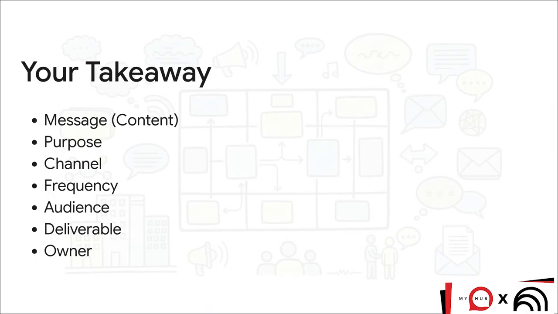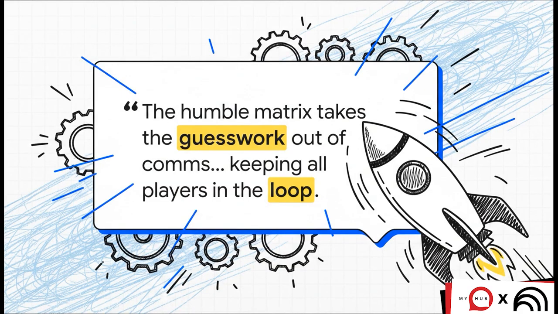So, what's your big takeaway? If you want to start building one, just remember these critical elements. For every single important piece of communication, define the message, its purpose, the channel, frequency, audience, deliverable, and the owner. That's it. That's the secret sauce that takes you from total chaos to crystal clarity. And that's really the whole point. As the quote says, this humble matrix takes the guesswork out of comms. Suddenly, everyone's in the loop with the right info at the right time. Communication stops being a source of frustration and becomes a real strategic advantage.